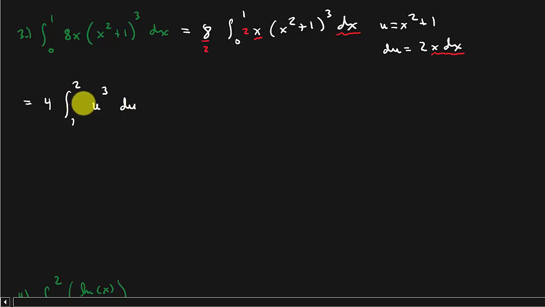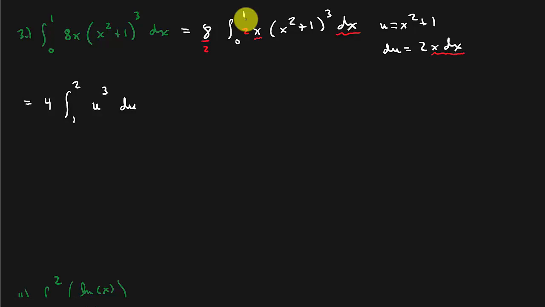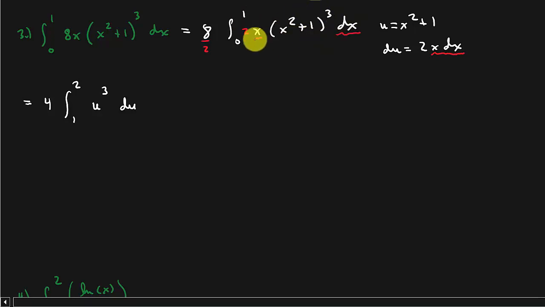All right. Now, you might be thinking, 1 to 2, I thought it was from 0 to 1. Well, it is 0 to 1. But what happened? Well, if you look at this, our original problem is in terms of x. So these bounds here on your integral, those are x values. But what did we do? We changed our variable to u, so our bounds need to be u values.